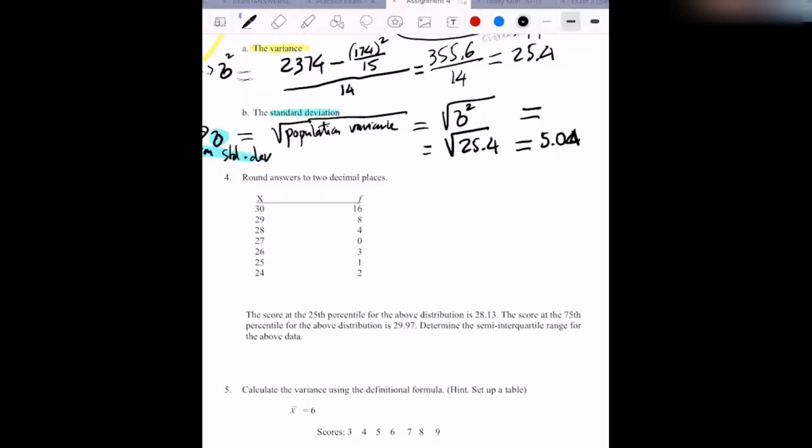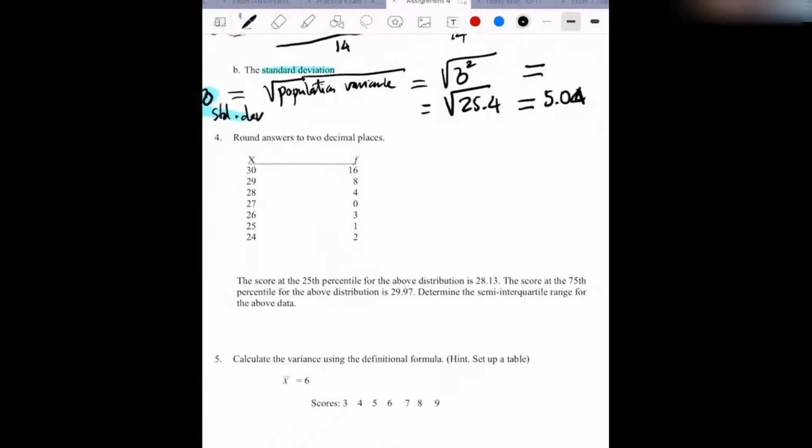It's called semi-interquartile range. I know it's kind of hard to say, right? It's okay. It's a new word. It's still hard to say for me too. All right. So do you guys have any idea of what to do for this problem? Type in the chat for me. How do we do this problem? Any ideas?